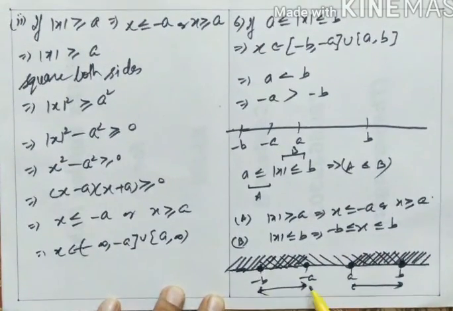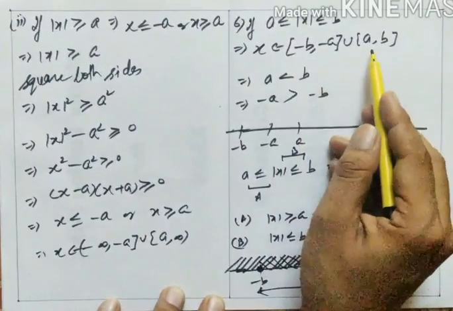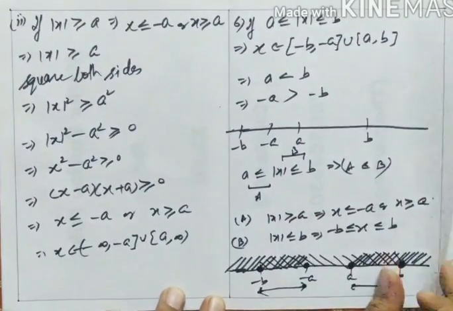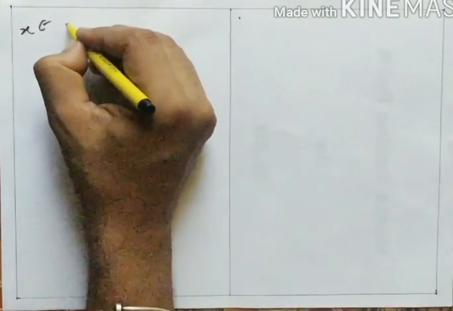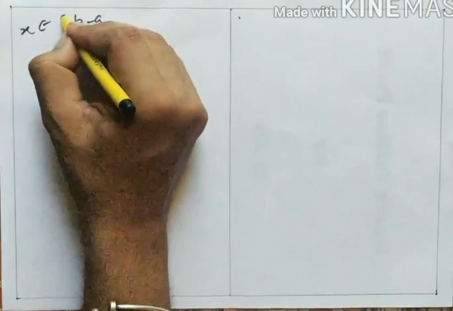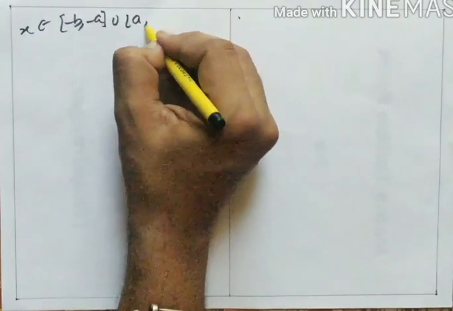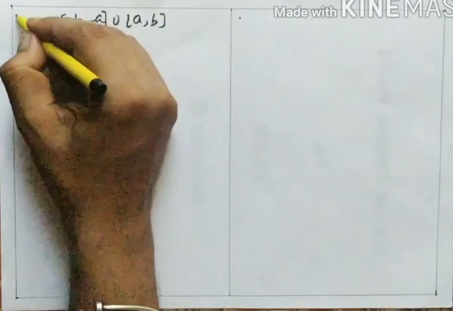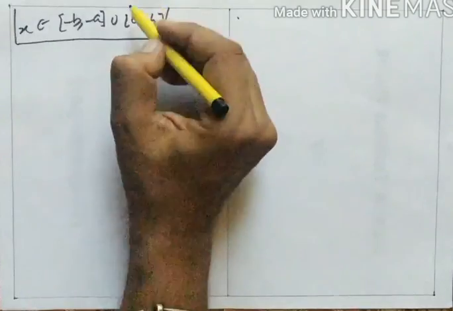It is between minus b and minus a and between a and b. You can see between minus b and minus a and between a and b. So the answer to this inequality will be simply x belongs to minus b comma minus a closed interval union a comma b. So this will be the answer to this inequality, and this is how it is shown. I hope it is clear to you.